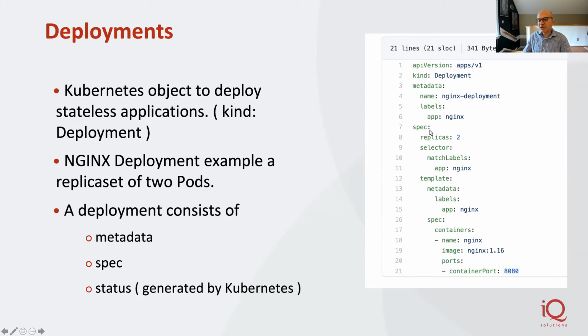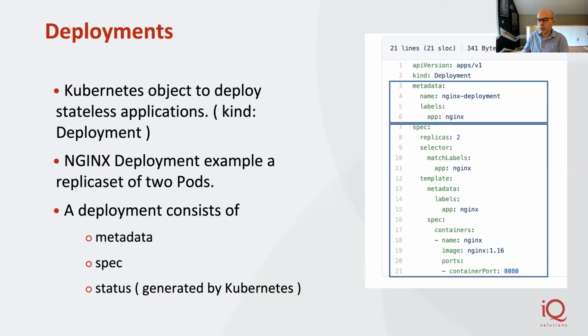So metadata and specification is what we provide, and status is another node that gets generated when you look at this deployment once it's in progress and you query it inside the Kubernetes cluster. Status will tell you exactly how this deployment is doing. It's got all the other information that etcd, that Kubernetes manages about this deployment. So we would assign this metadata, and then the spec is the important part.